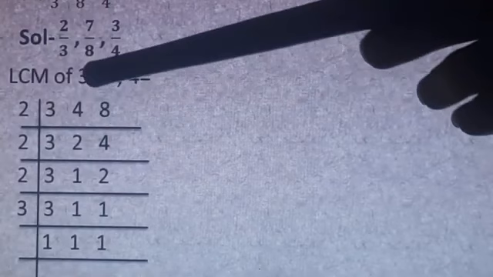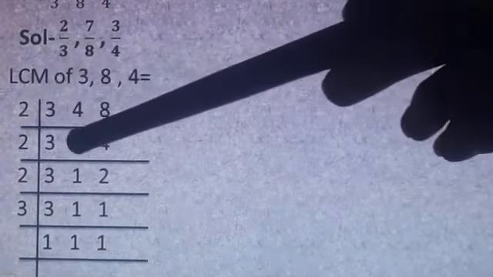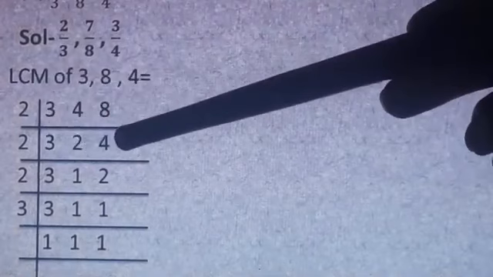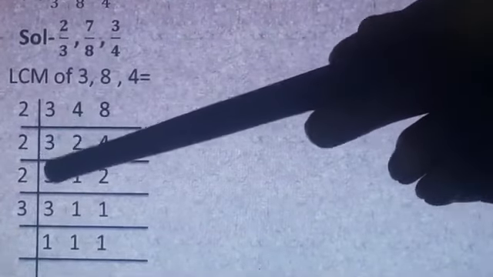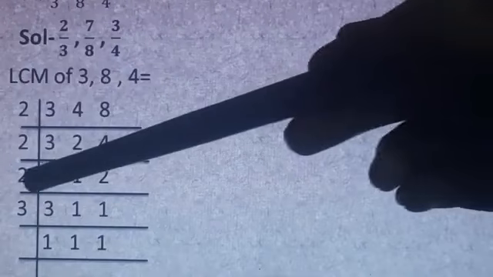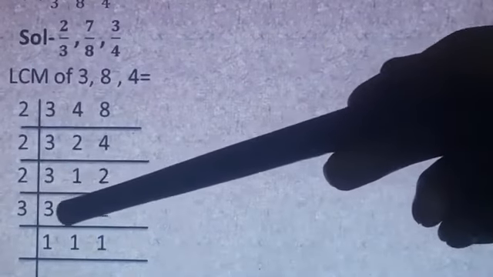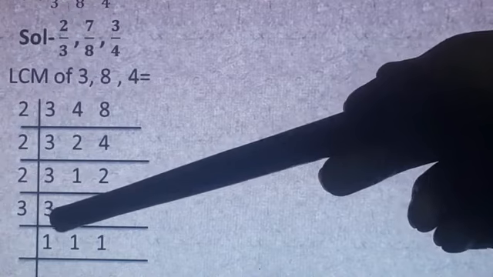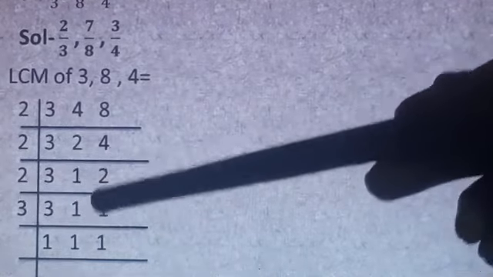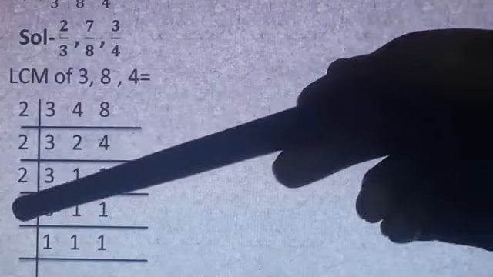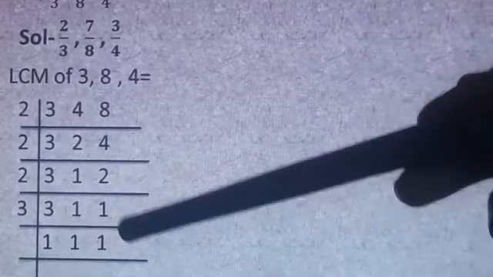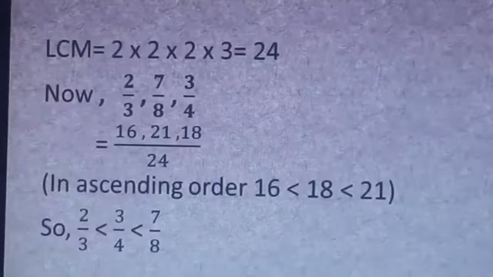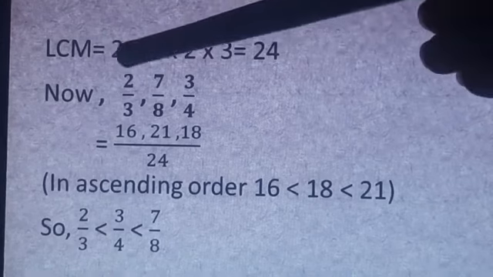Look here. First of all we have taken 2, and 3 will be written. 2 2s are 4, 2 4s are 8. Then again with 2, 3 will be written 3 only. 2 1s are 2, 2 2s are 4. Again with 2, 3 will be written 3 here, the same, because it is not divisible by 2 completely. Then 2 1s are 2, and after that 3 will be taken. 3 1s are 3, 1 and 1. 2 2s are 4, 4 2s are 8, 8 3s are 24. Now LCM is 24.